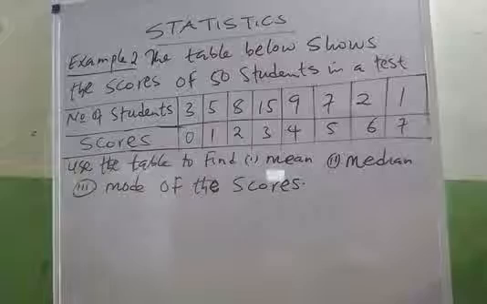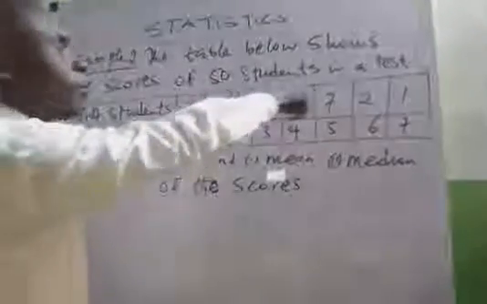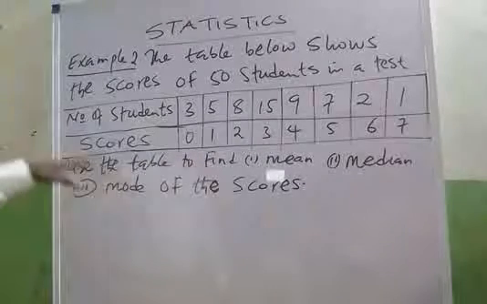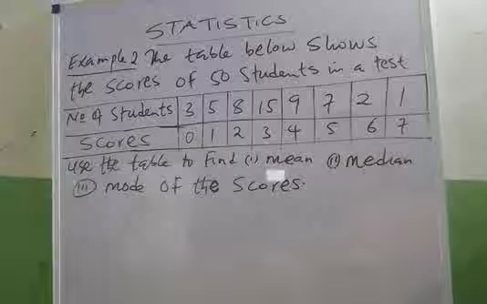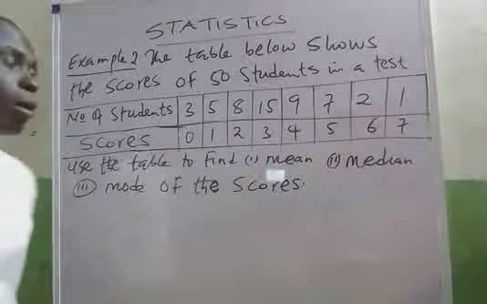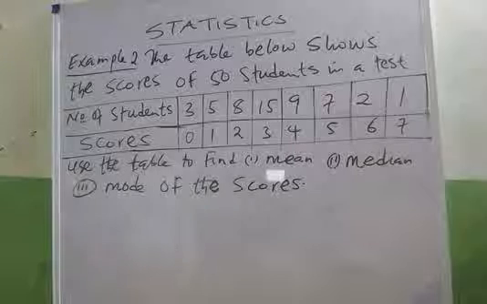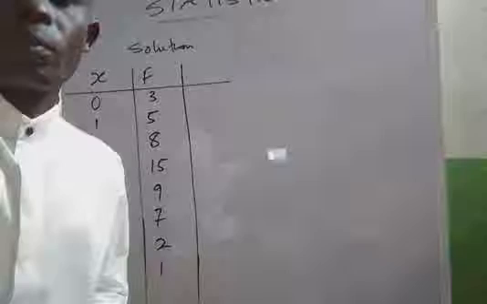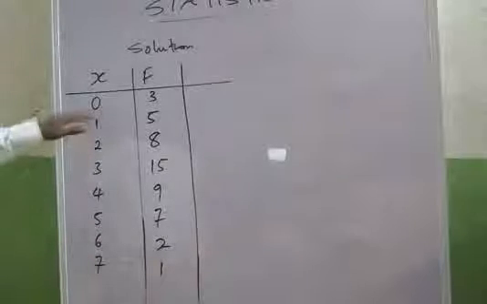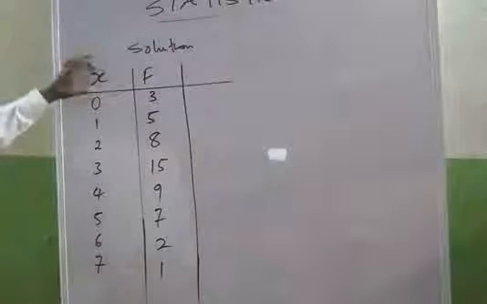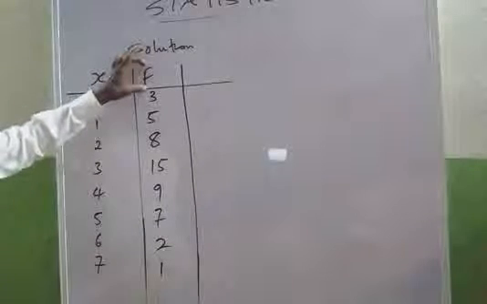Now let's look at this. The table below shows the scores of 50 students in a test. You have the number of students and the scores. Use the table to find the mean, median, and mode of the scores. Quickly write this so that we can rearrange the table. The scores are x, and the number of students is your frequency.